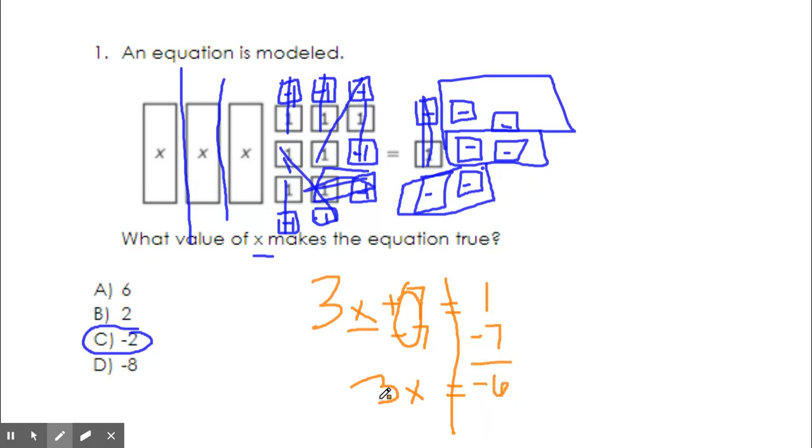So now I have to undo the multiplication here by dividing, do the opposite action. So I divide by 3. And so x equals -6 divided by 3, which is -2. So I can go about doing it either one of those ways to solve that problem. Okay, let's move on to the next question.